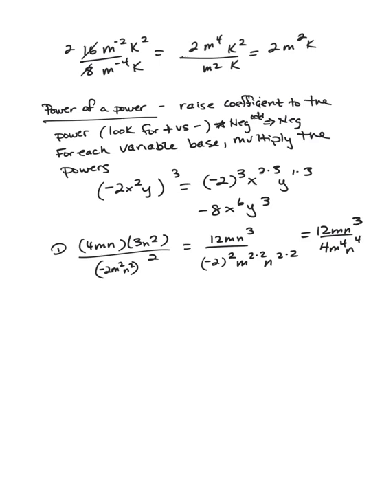Now I have 12m n cubed over 4m to the 4th, n to the 4th. When I subtract, I'm going to do larger minus smaller. First, I'm going to cancel out these coefficients. So for the m's, I have the larger power in the denominator, so I'm going to do 4 minus 1. For the n's, I have the larger one in the denominator, so I'm going to do 4 minus 3. And that would be my answer. All right, let's take a look at number 2.